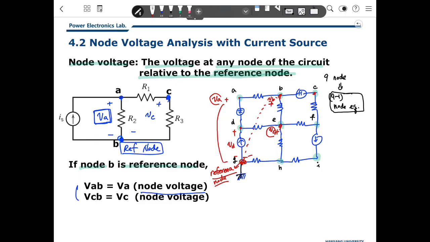What is node voltage C? From G to C, we can say this is VC. That is node voltage C. And node voltage F is from G to F. That is node voltage VF. And this is node voltage H, and this is node voltage I. So we can define the node voltage A as the voltage difference between the specific node and the reference node that you choose. That is a node voltage.